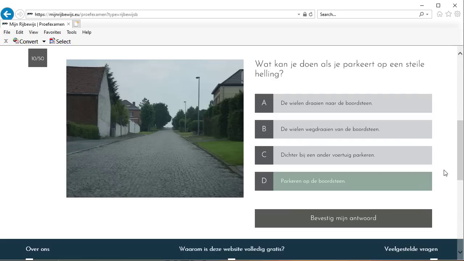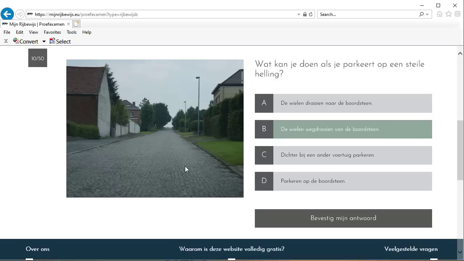The right answer is when there is an uphill, you have to put the wheels in the opposite direction, because in an uphill, the vehicle will try to roll back. In a downhill, the vehicle will try to roll forward. So when you turn the wheels opposite to the curbstone, the vehicle will not be able to roll down. So you have to turn the wheel in the opposite direction from the curbstone.